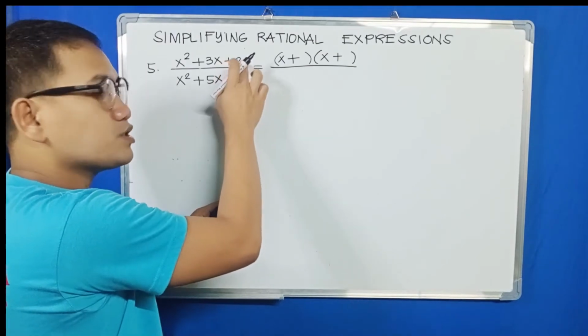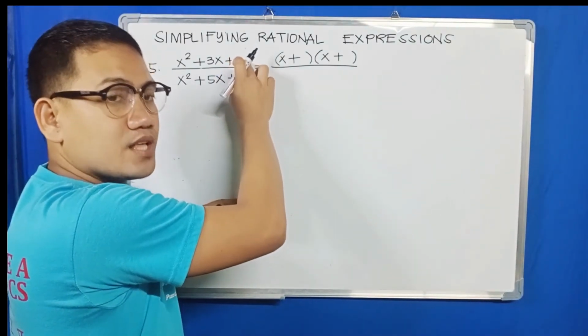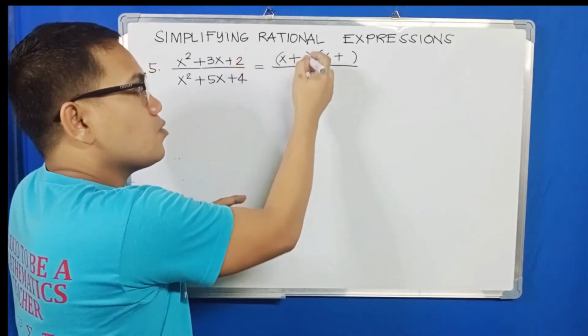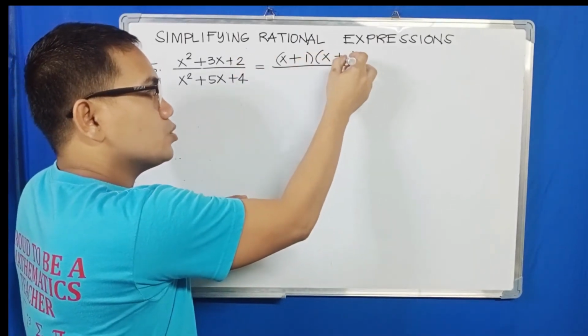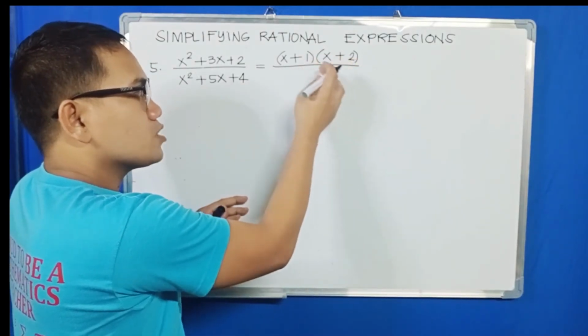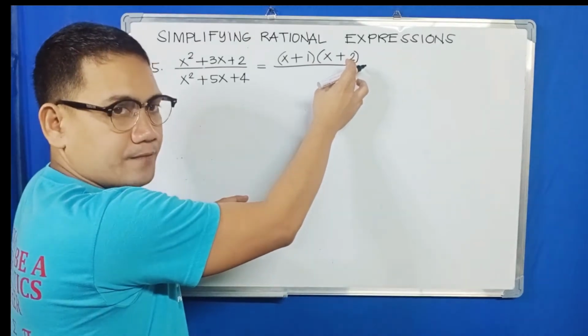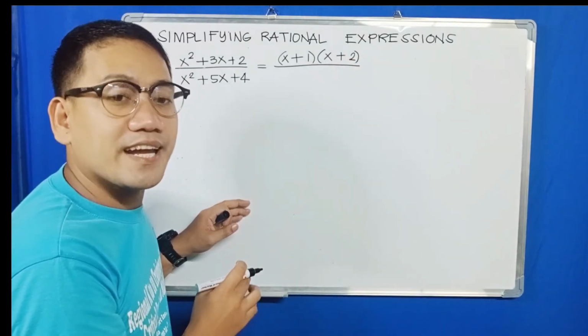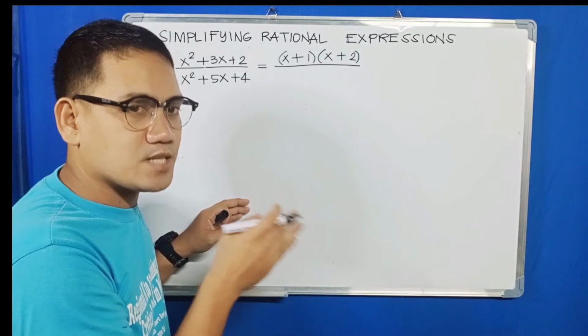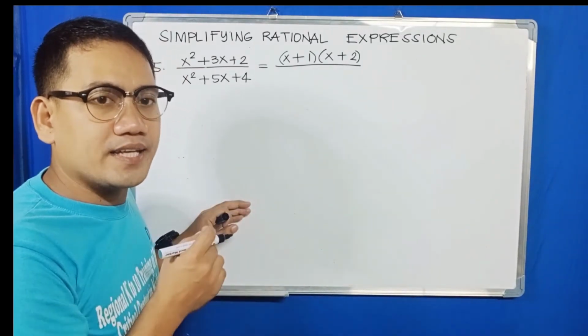And possible factors of 2 that if combined or added become 3, that is 1 and 2. Of course, we can write 1 and 2 interchangeably. So we can have x plus 2 here and x plus 1 on this binomial. Still, we will come up with the same trinomial, which is x squared plus 3x plus 2. Likewise, the same concept will be applied in our denominator.